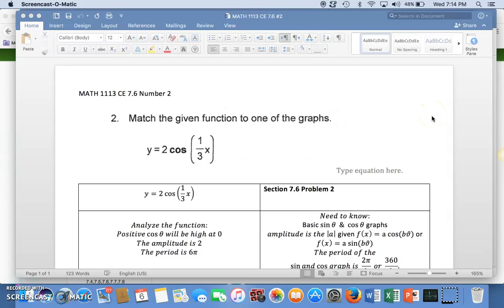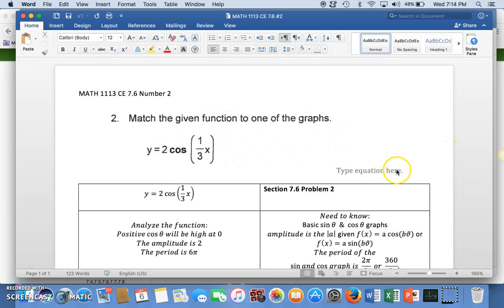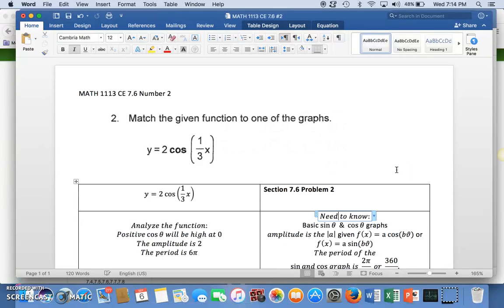Okay, this is problem number 2 out of 7.6. They want you to match the graph given this information. First thing I think we need to do is analyze what's actually going on here. It's a positive cosine graph, so it will be height 0.